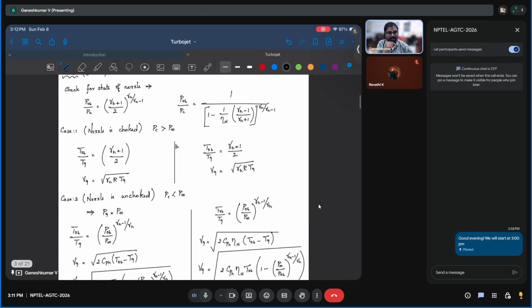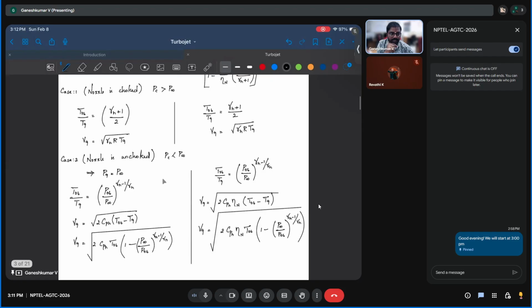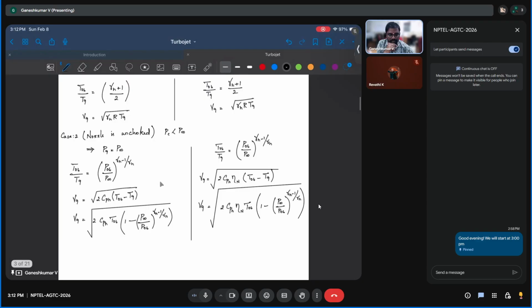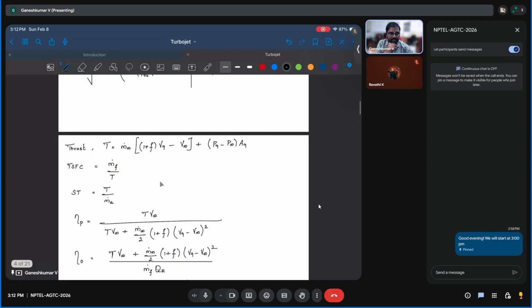And finally, the nozzle. We already solved one problem last week. We need to check whether the critical pressure is higher or lower than the exit pressure. Based on that, your nozzle velocity and temperature relations will change, depending on whether the nozzle is choked or unchoked. So once you find V9, which is what we want.